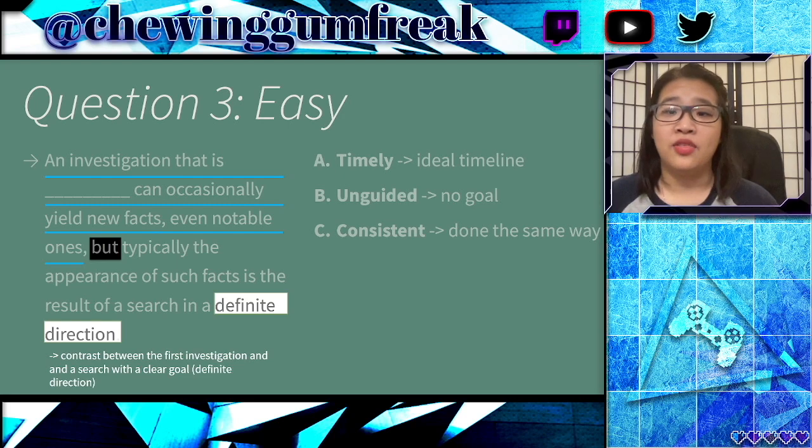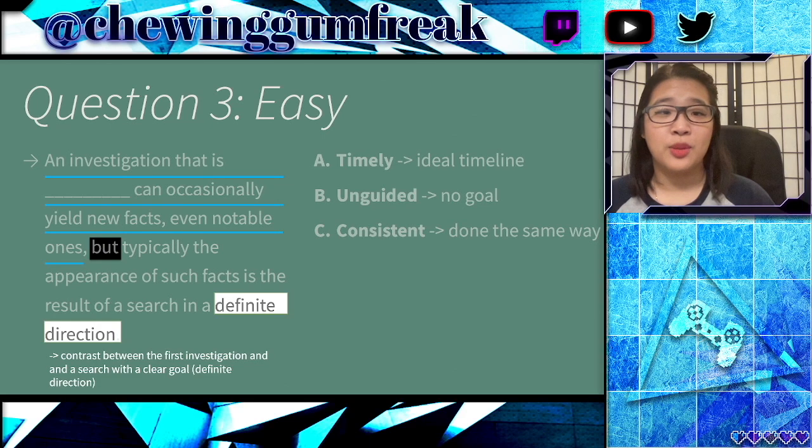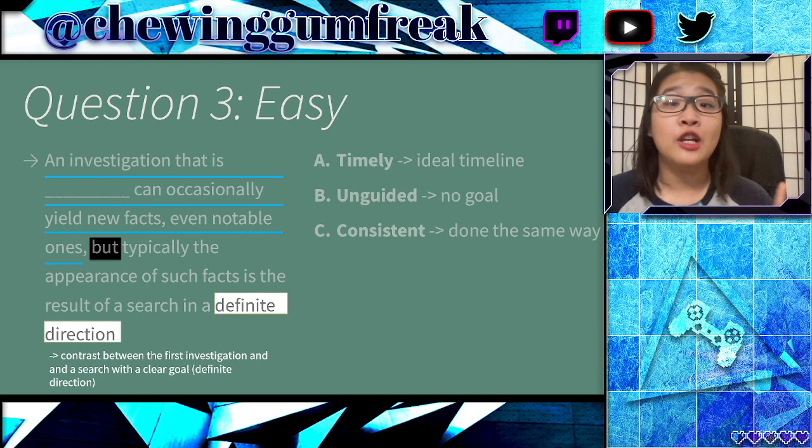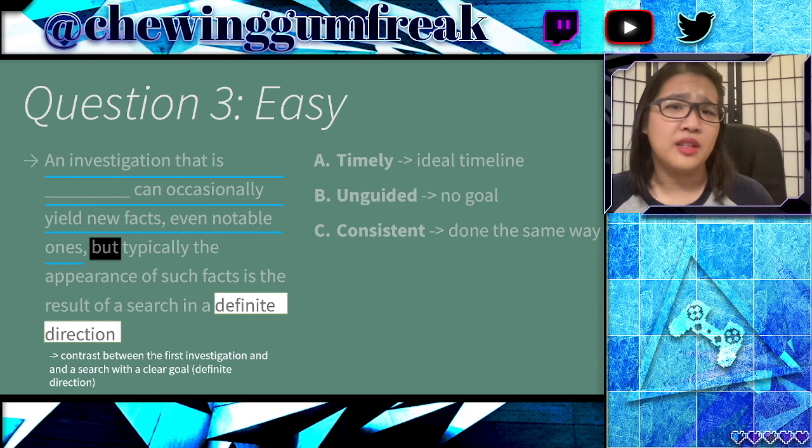For C, the answer is consistent, or done the same way over and over. This really doesn't seem to be the correct answer because, again, the main contrast in the sentence is between an investigation with a definite direction and one that is presumably the opposite of that. So consistency has really nothing to do with it.